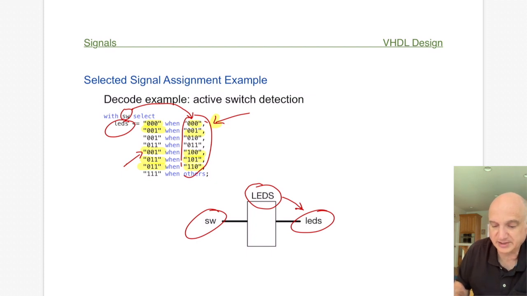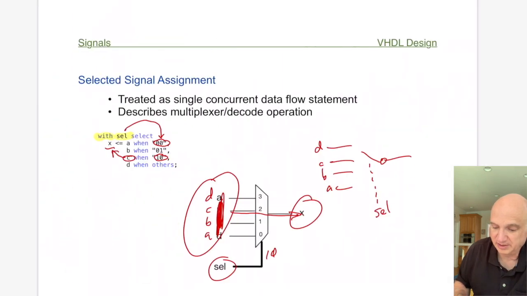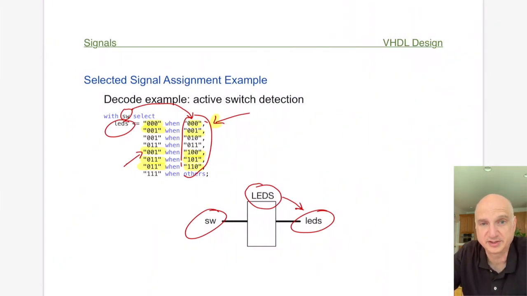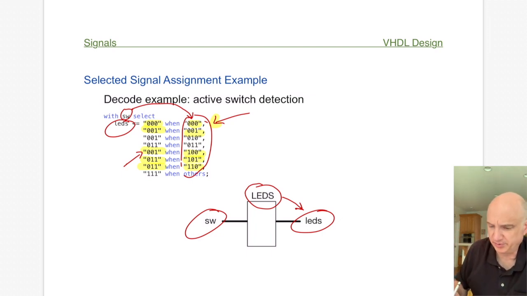All right, so that's a second example of the selected signal assignment. So we did a multiplexer and we did a decoder, and that's where the power of selected signal assignment comes in. And we're going to see that we can do some really complex programs with just selected signal assignment statements, and we'll see that example in a little bit toward the end of our combinational logic discussion.